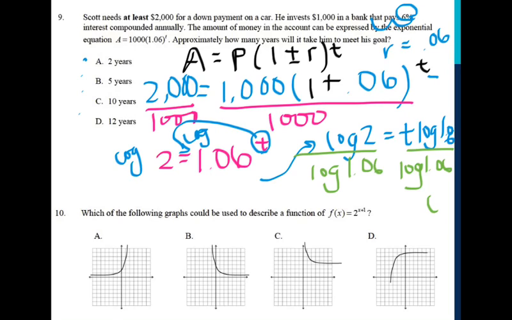And that gives me my T, in time. So T, in time, equals, type into your calculator, log 2 divided by log 1.06, should give you 12 years.